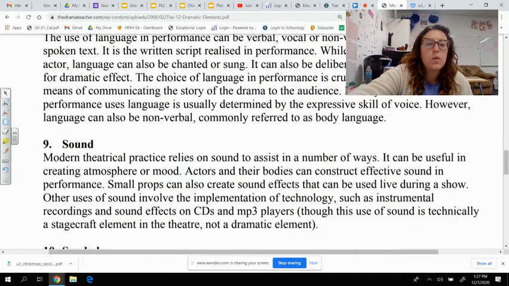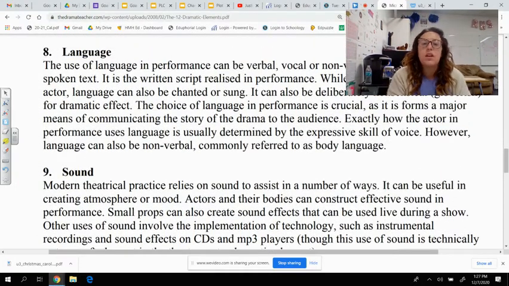All right, language. The use of language in performance can be verbal, it can be nonverbal. So remember, we are seeing this with our eyes. Characters can shoot the audience a look off stage that can tell us something that maybe other characters don't know. That's called dramatic irony, when the audience knows something that the characters don't.